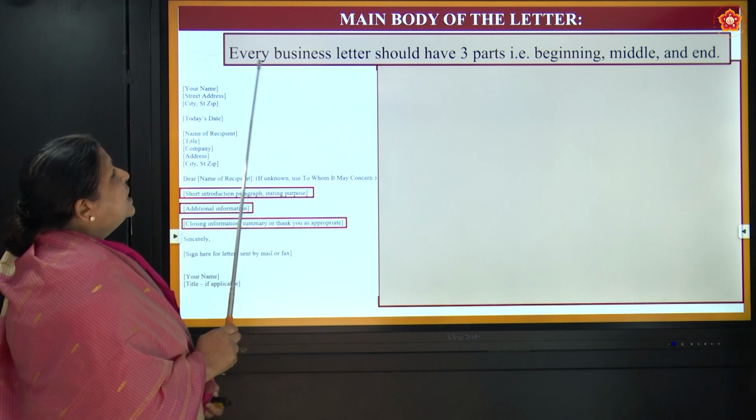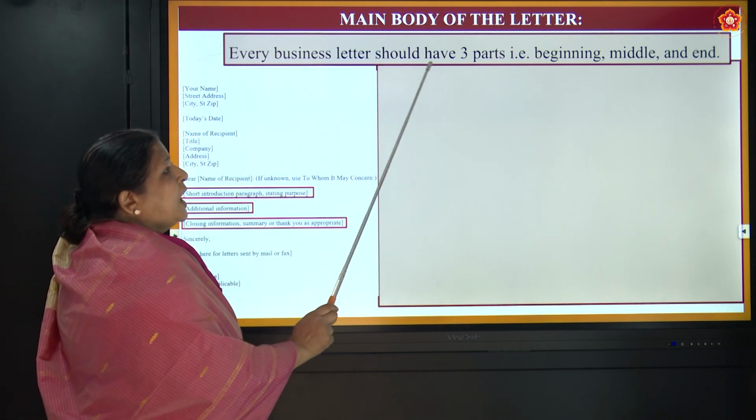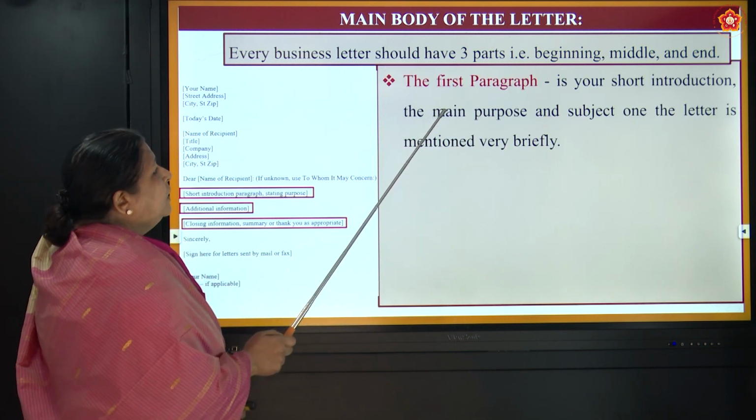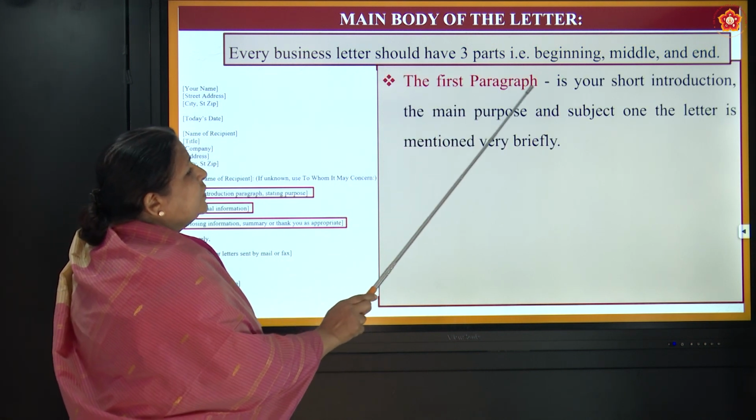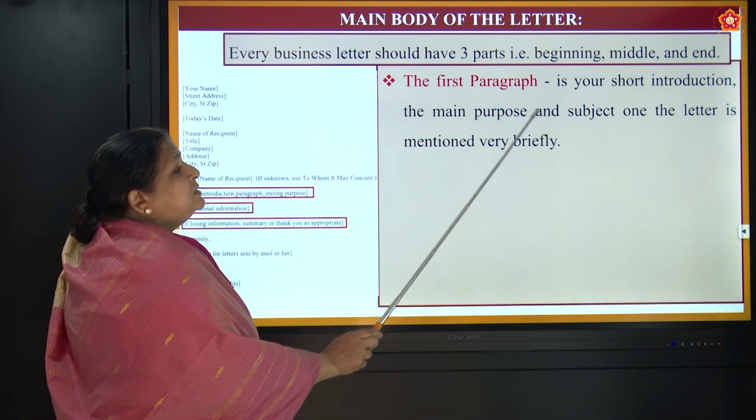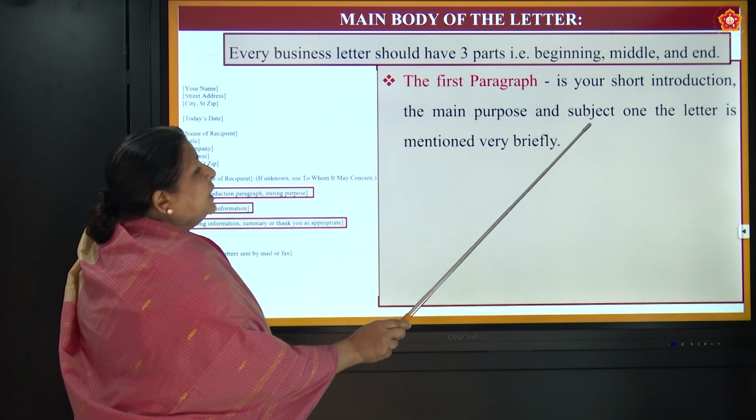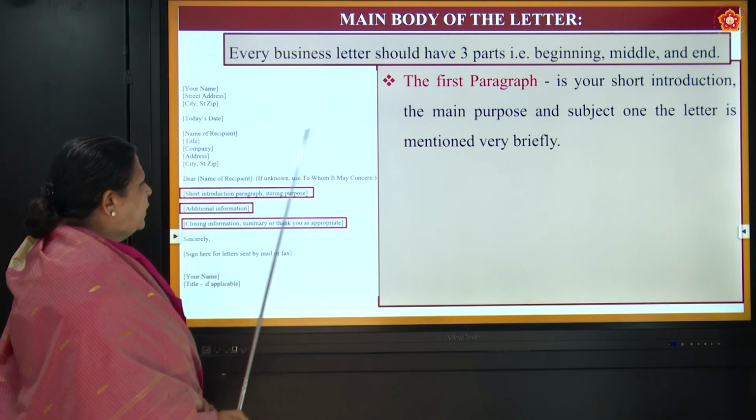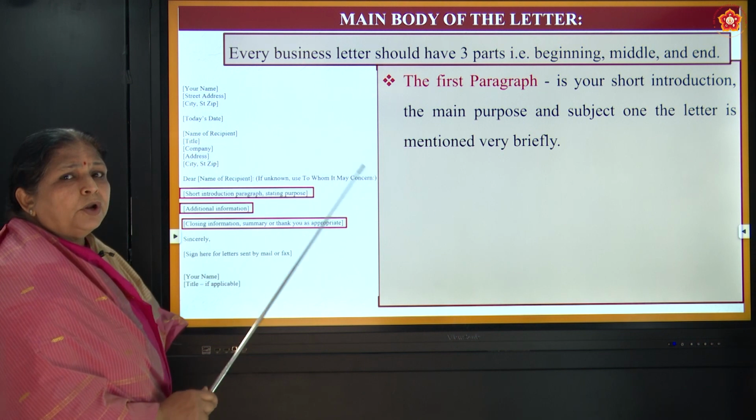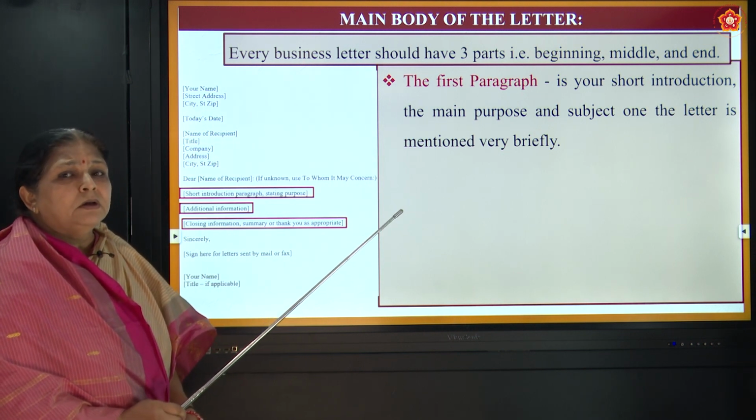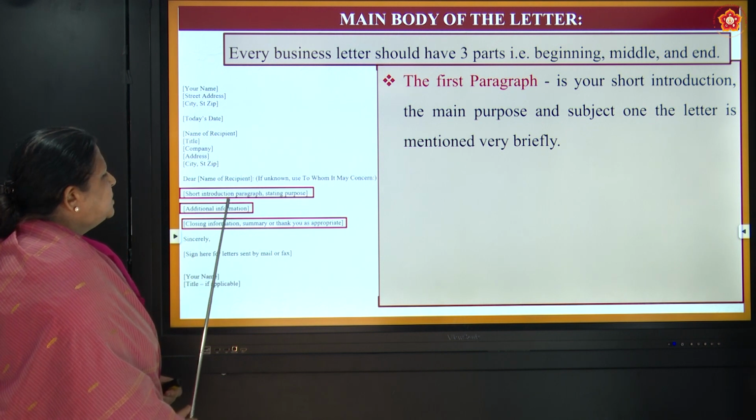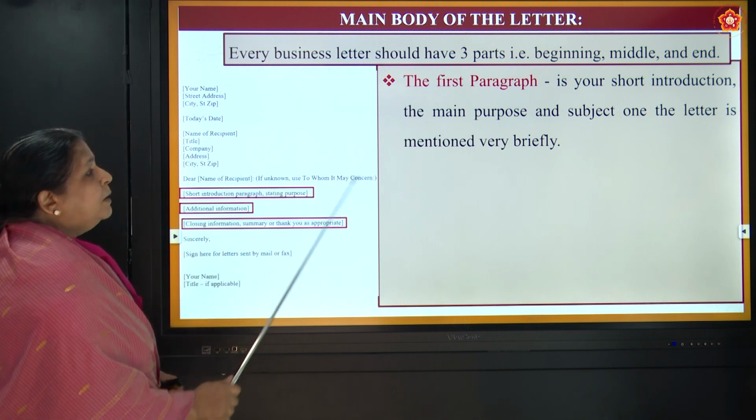Let us see what is. Every business letter should have three parts, that is beginning, middle and end. The first paragraph is your short introduction. The main purpose and subject of the letter is mentioned very briefly. So why you are writing, and the main subject, in your introduction, not in a very big way, in 2 or 3 lines. So a short introduction paragraph stating the purpose.